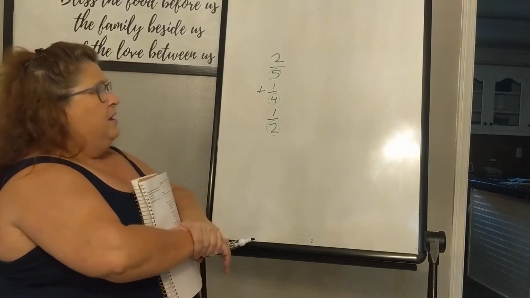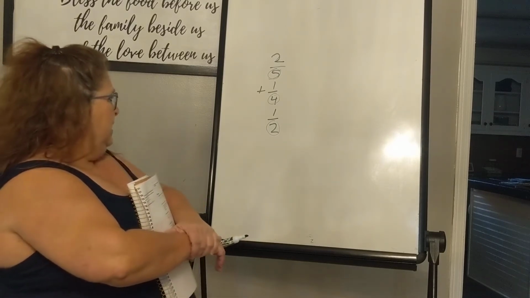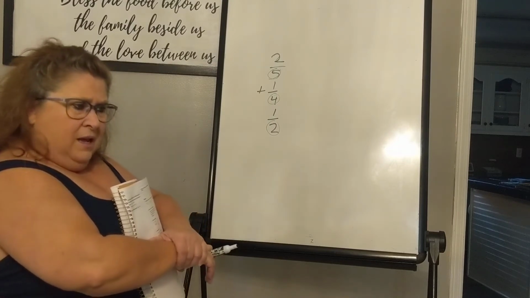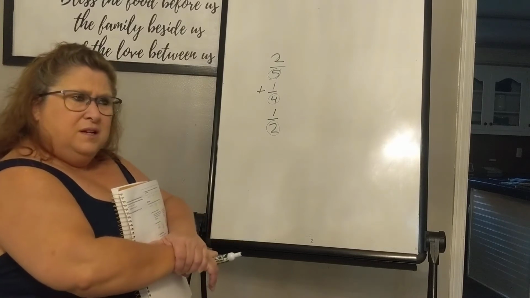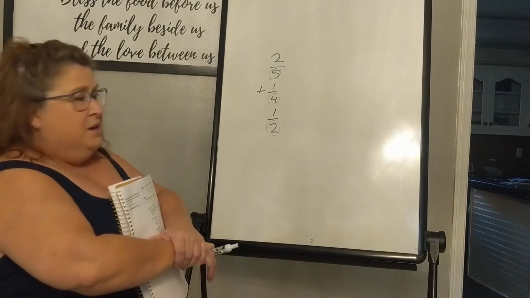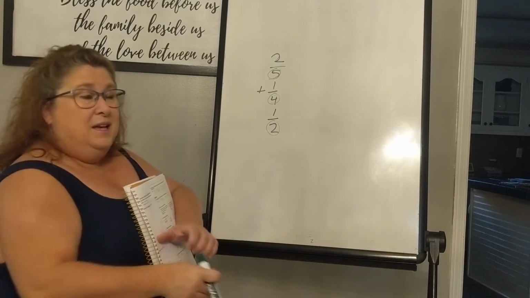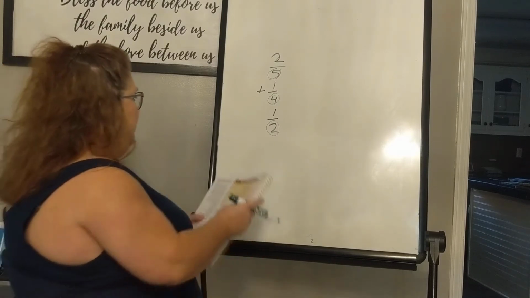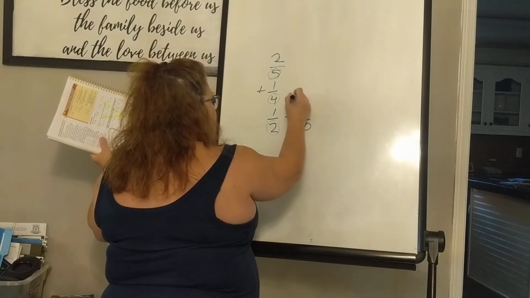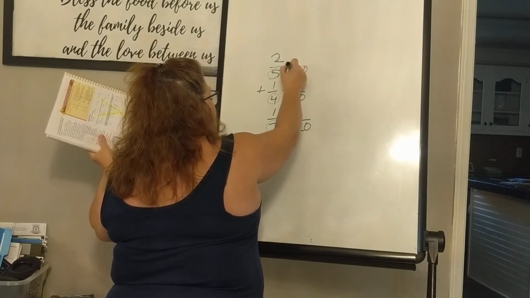So for 5, if I count by 5s, I have 5, 10, 15, 20. If I count by 4s, I have 4, 8, 12, 16, 20. If I count by 2s, I have 2, 4, 6, 8, 10, 12, 14, 16, 18, 20. So my first common denominator that I come to for all three of those digits is 20. So 20 is going to be my new denominator. So I'm going to set up writing 20 as my new denominator in order to make equivalent fractions.